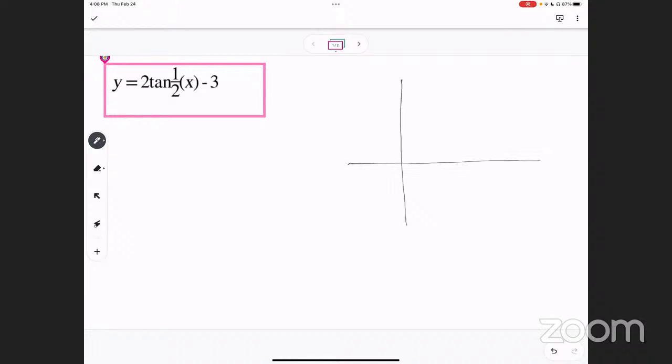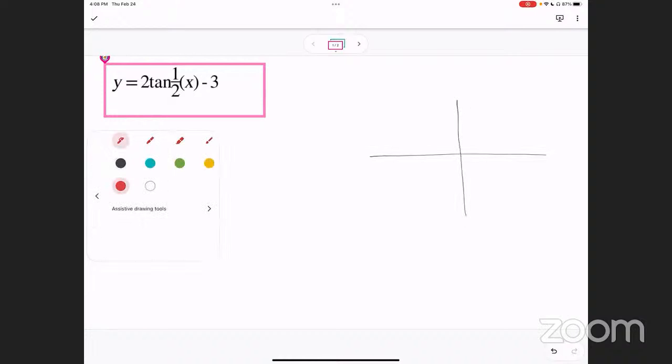So the first thing to remember is what your basic tangent graph is. So your basic tangent graph is going to go from negative pi over 2 to positive pi over 2. And then at pi over 4, what's the tangent at pi over 4?